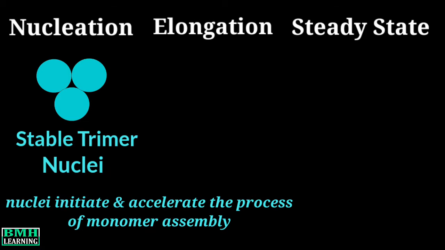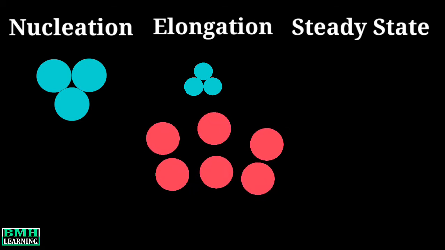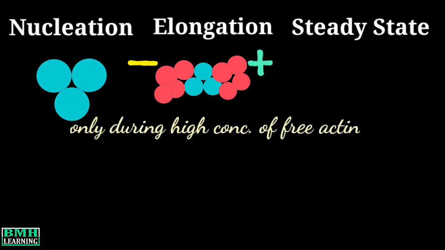Now comes the elongation phase. The short oligomer rapidly increases in length by the addition of actin monomers. Let's know something important here. The actin filament which is growing has two ends, the plus end and the minus end. The actin can be added either to the plus end or to the minus side of the actin filament, but it's the case when we have a high concentration of free actin monomers. Of course, other cases we will discuss very shortly.